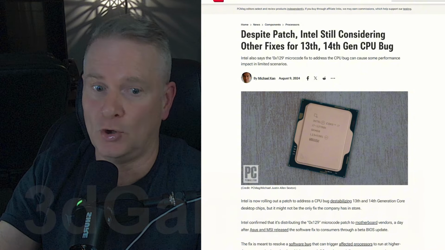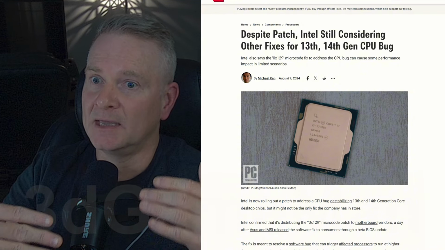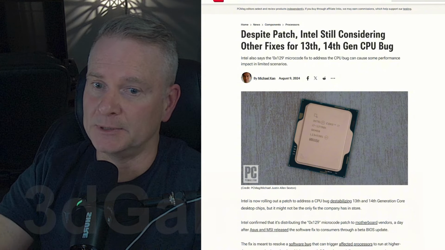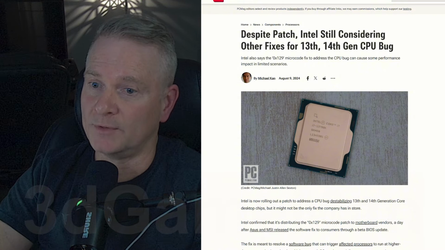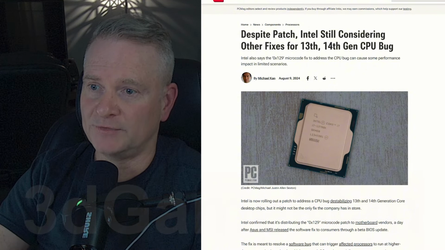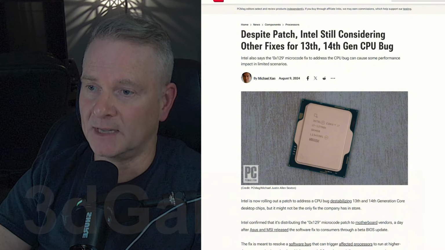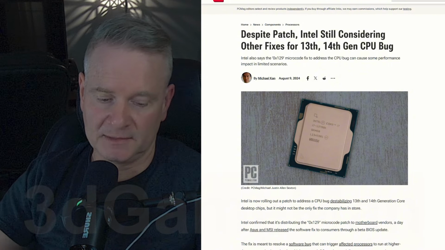So this is all good news. And apparently Intel is also, I believe, don't quote me on this, but I believe they are giving extra warranty as well with the CPUs that are affected. So it really seems like Intel is stepping up to the plate and they're trying to resolve these issues. And I think that's great.